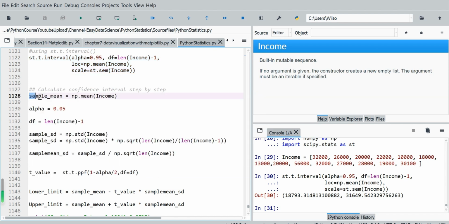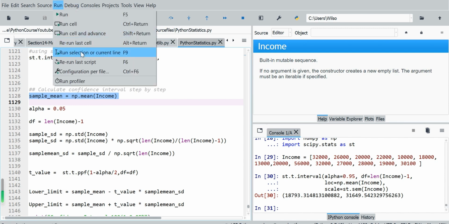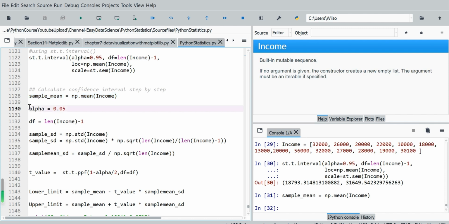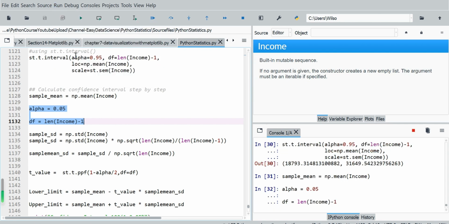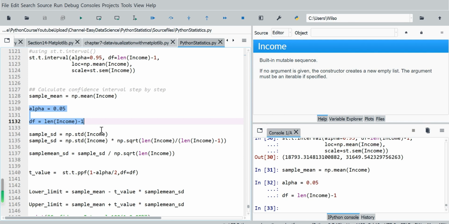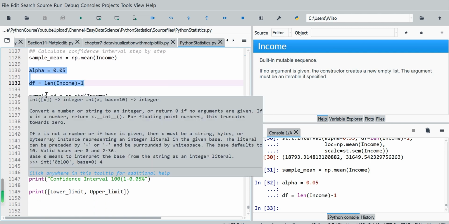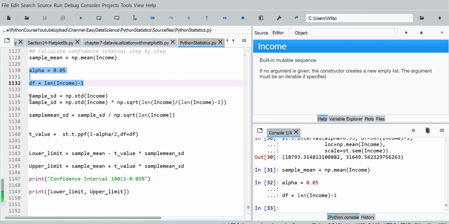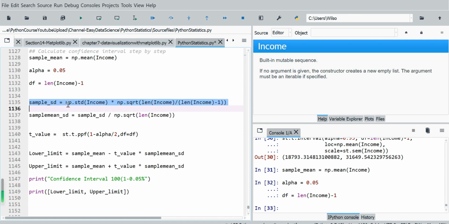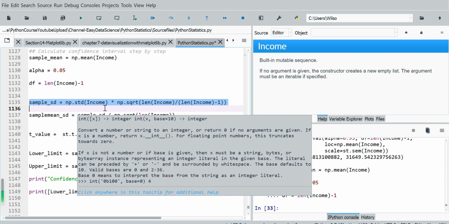So first of all, we calculate the sample mean using numpy's mean function of data. Then we set alpha level at 0.05. Here, alpha means the critical level. Actually, the confidence level is 1 minus this one, right? And degrees of freedom equals length of this vector minus 1. Then we calculate the sample standard deviation using numpy's std function of this list income.